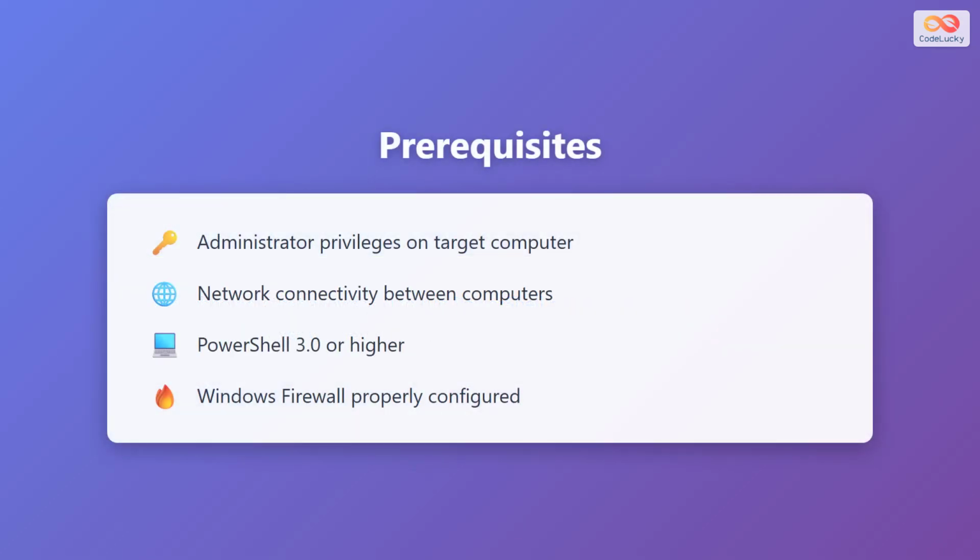Before you can enable PowerShell Remoting, you need to meet a few requirements. First, you must have administrator privileges on the target computer that you want to configure. Second, ensure there's network connectivity between your computer and the target machine. Third, PowerShell version 3.0 or higher must be installed. And fourth, Windows Firewall needs to be properly configured to allow the necessary traffic. Most modern Windows systems already meet these requirements.